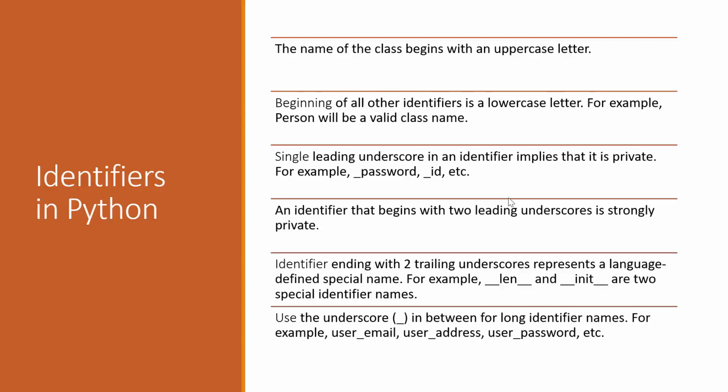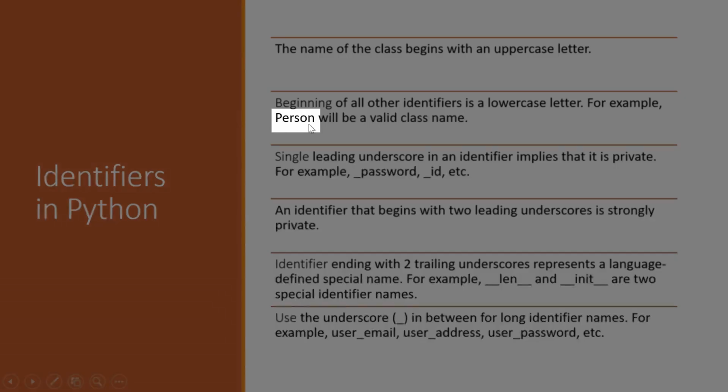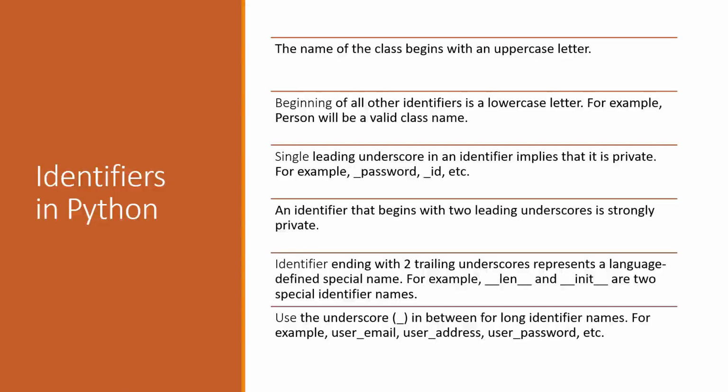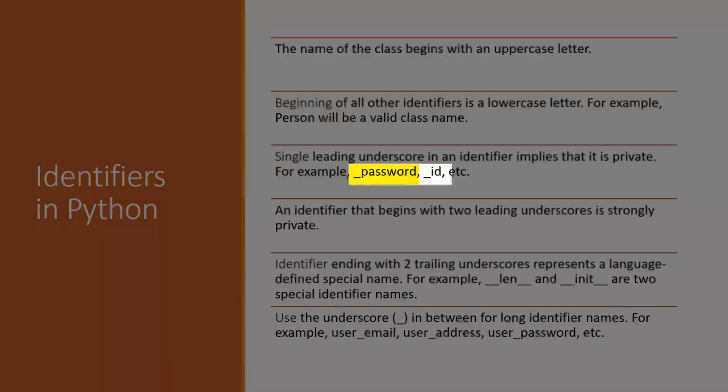First, the name of a class should begin with the uppercase letter. However, the beginning of all other identifiers should be in lowercase. So for example, Person will be a valid class name where P is capital. Next, the presence of a single leading underscore in an identifier implies that it is private. For example, _password or _id are two valid examples.